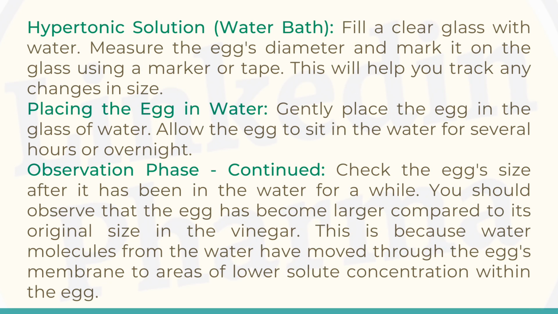Hypertonic solution, water bath. A. Fill a clear glass with water. B. Measure the egg's diameter and mark it on the glass using a marker or tape. This will help you track any changes in size. Placing the egg in water. A. Gently place the egg in the glass of water. B. Allow the egg to sit in the water for several hours or overnight.